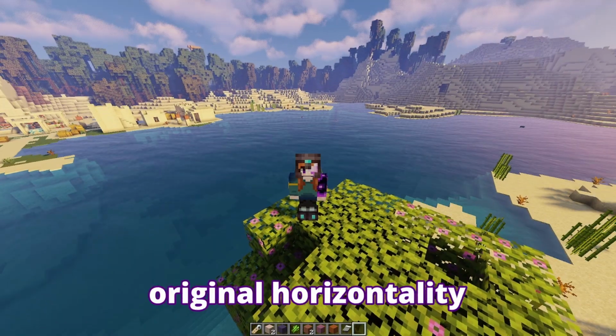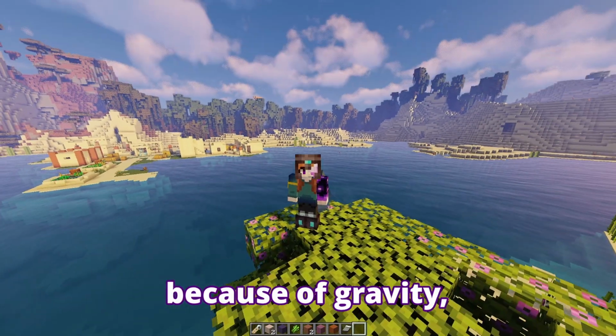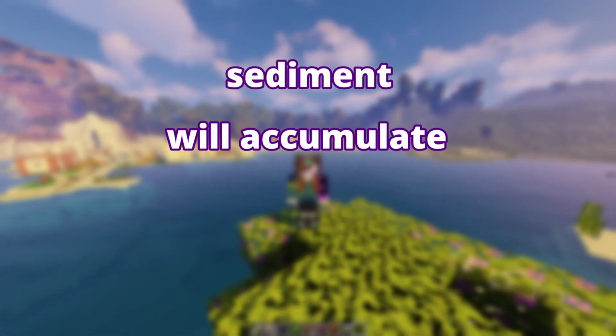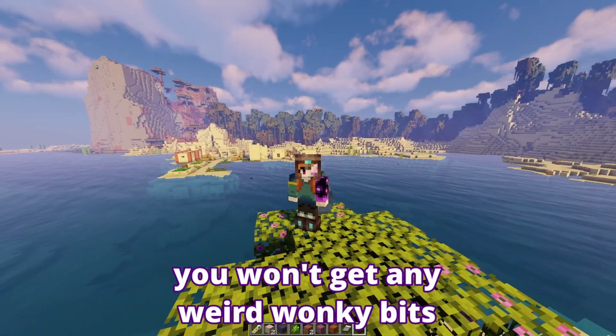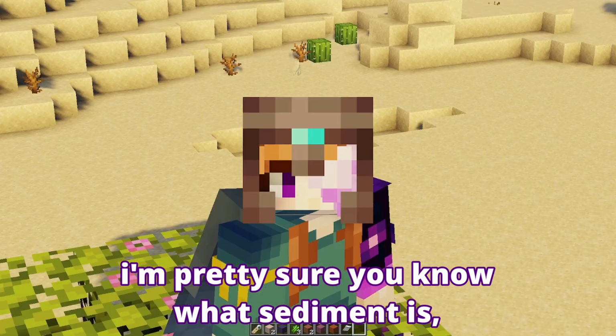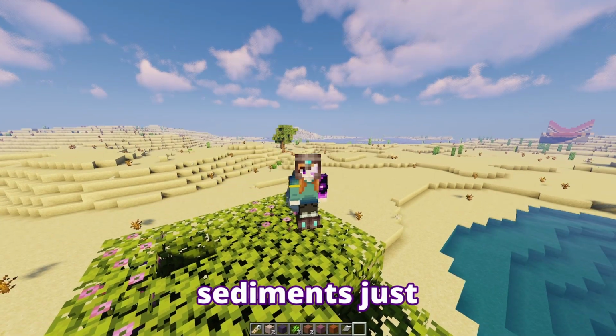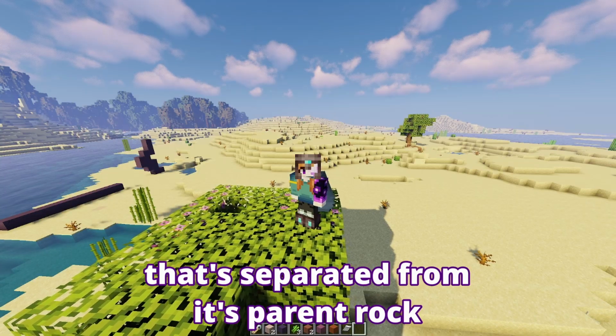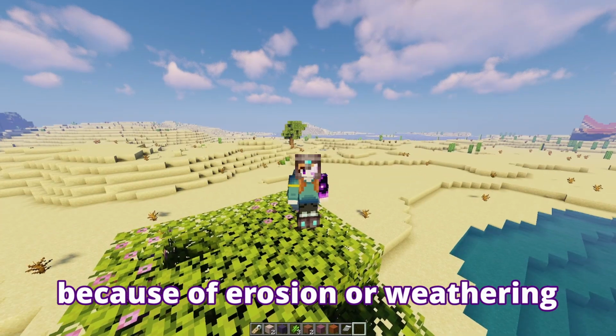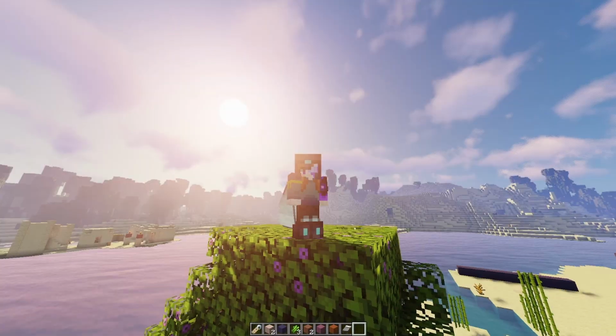The second one is called original horizontality, and I can show this one off. The meaning of original horizontality is that because of gravity, sediment will accumulate in fairly horizontal strips. You won't get any weird wonky bits. I'm pretty sure you know what sediment is. Just in case you don't, sediment's just any loose rock that's separated from its parent rock because of erosion or weathering. Like all this sand you can see right here, that could be considered sediment.